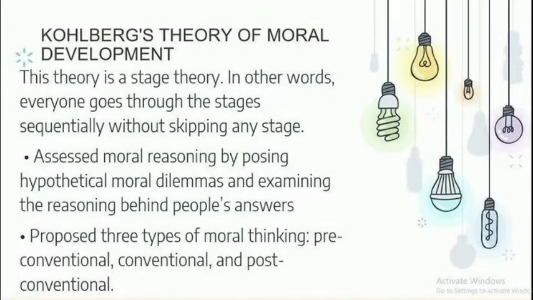Kohlberg's theory of moral development. This theory is a stage theory. In other words, everyone goes through the stages sequentially without skipping any stage. It assesses moral reasoning by posing hypothetical moral dilemmas, examining the reasons behind people's answers. It also proposed three types of moral thinking: the pre-conventional, conventional, and the post-conventional.